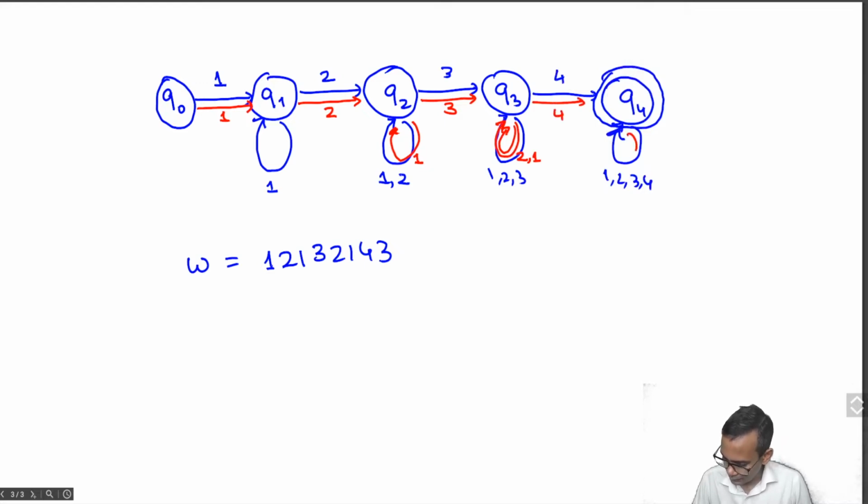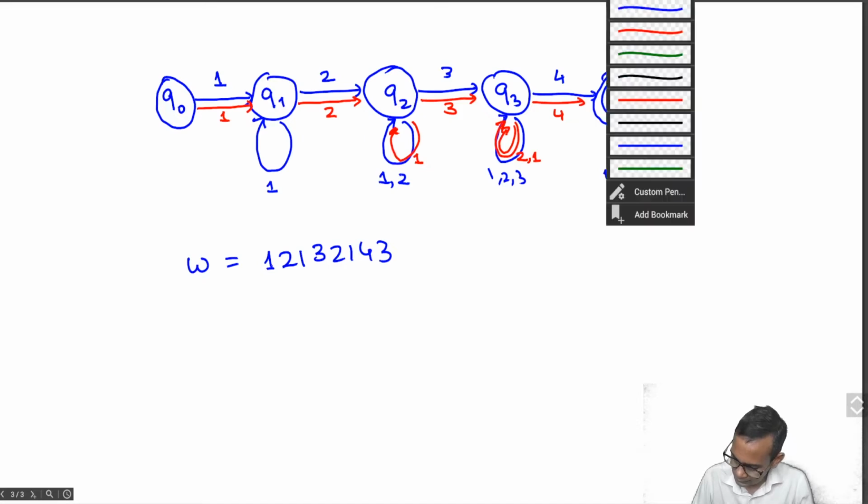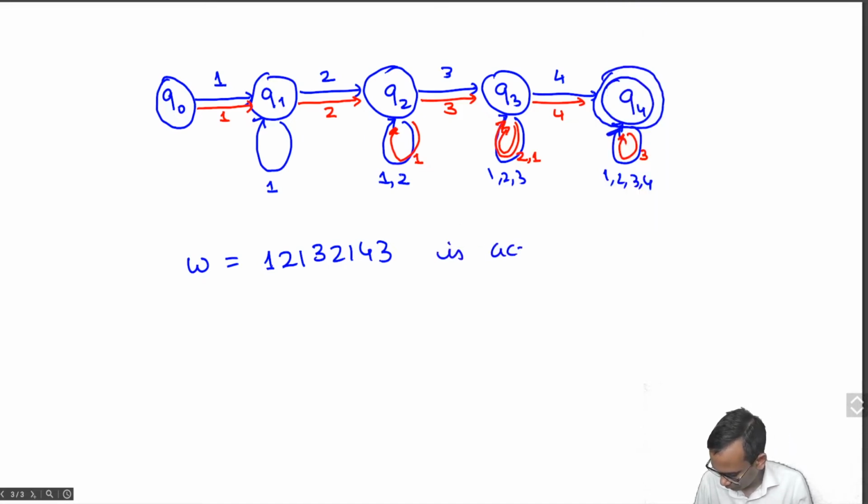And then there is a 3, so we go like this. And at the end of this process, we are in an accepting state Q4. So this is accepted by this automaton. And in fact, you can see that there is a path from Q1 to Q4, namely the path 1, and then this edge 2, then this edge labeled 1, then this edge labeled 3, then this edge labeled 2, and then this edge labeled 1, 4, 3. There is a path from here to here whose edges are labeled by these letters of the alphabet.